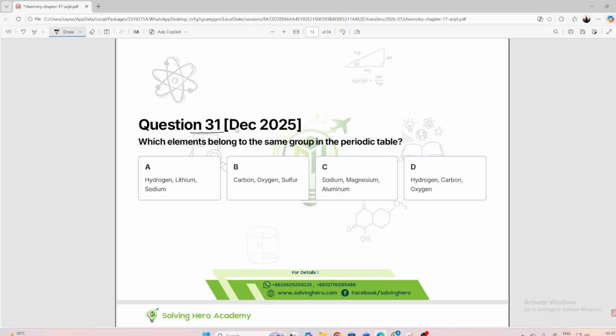Based on that topic, a question always comes in the exam. The question is about which elements belong to the same group in the periodic table. That means you have to find out which elements belong to the same group.